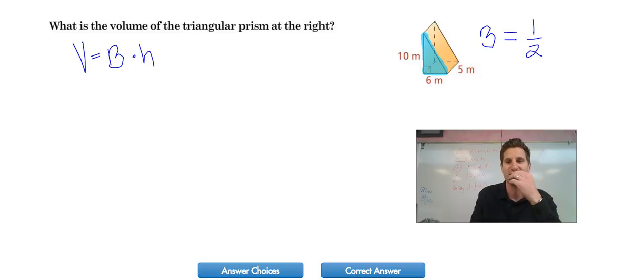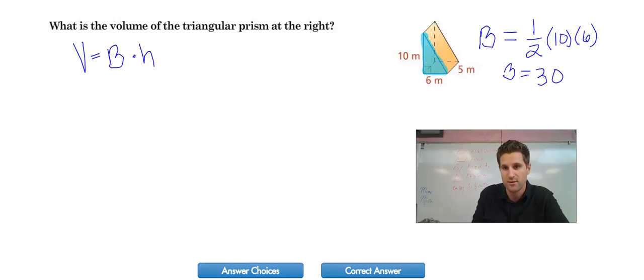Here we go. So big B here is a triangle. We're going to do half base times height of the triangle. I'm only looking at this blue piece right here. And we get 10 times 6. See how 10 is our base and our height because they make perpendicular? So we get 10 times 6. Okay, and that's going to be 60 divided by 2. So I get 30 is the big B. So we got big B right there.